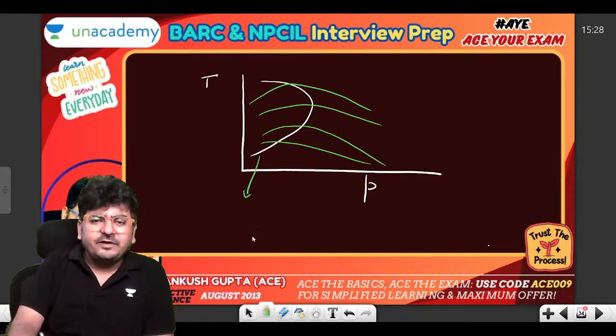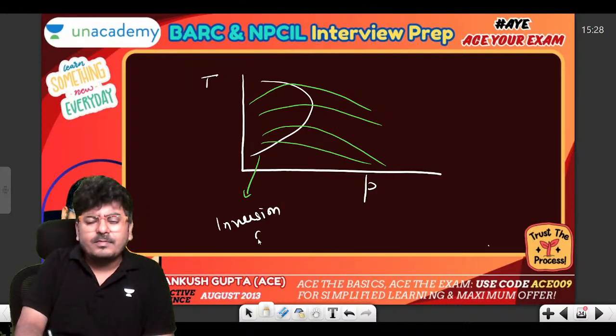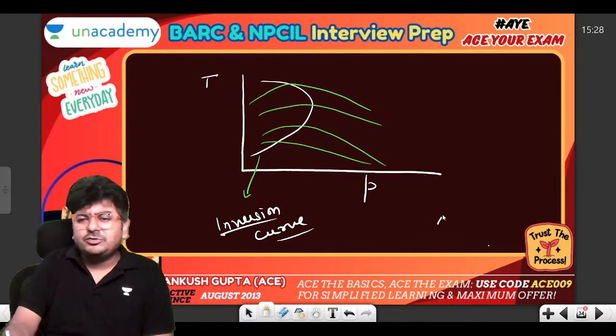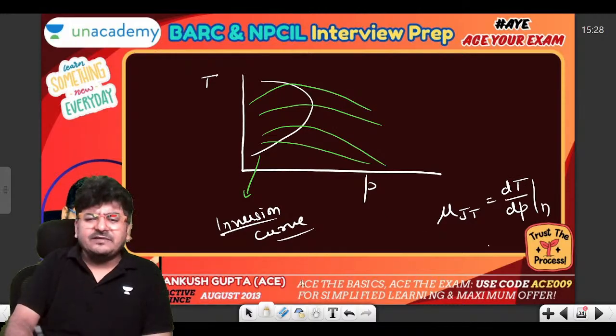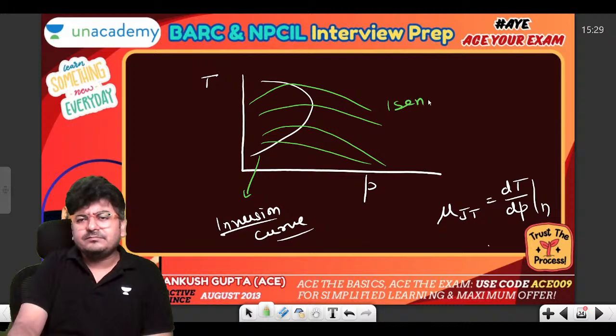And this white curve is what we call the inversion curve. And the Joule Thomson coefficient is nothing but the slope of this curve, that is dT upon dP at constant enthalpy. And these are the various isenthalps.